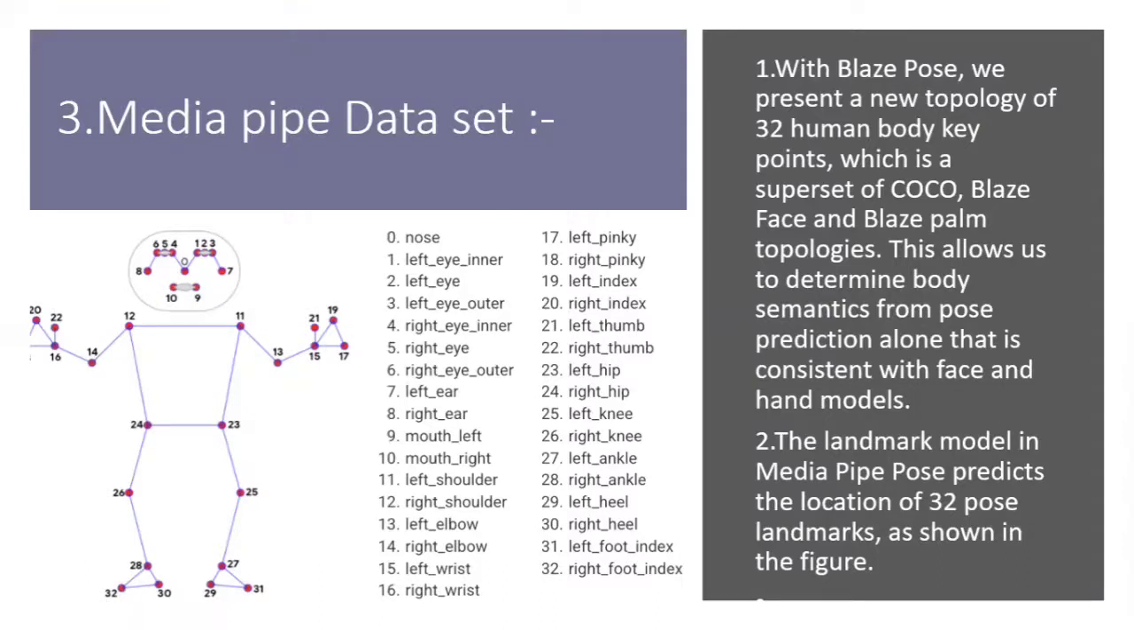And this also allows us to determine the human body and pose data prediction consistent with face and hand models, so that even the movement will be clear when the person is traveling or dancing. And in this MediaPipe data set, the total of 32 pose landmarks are as shown in the figure.